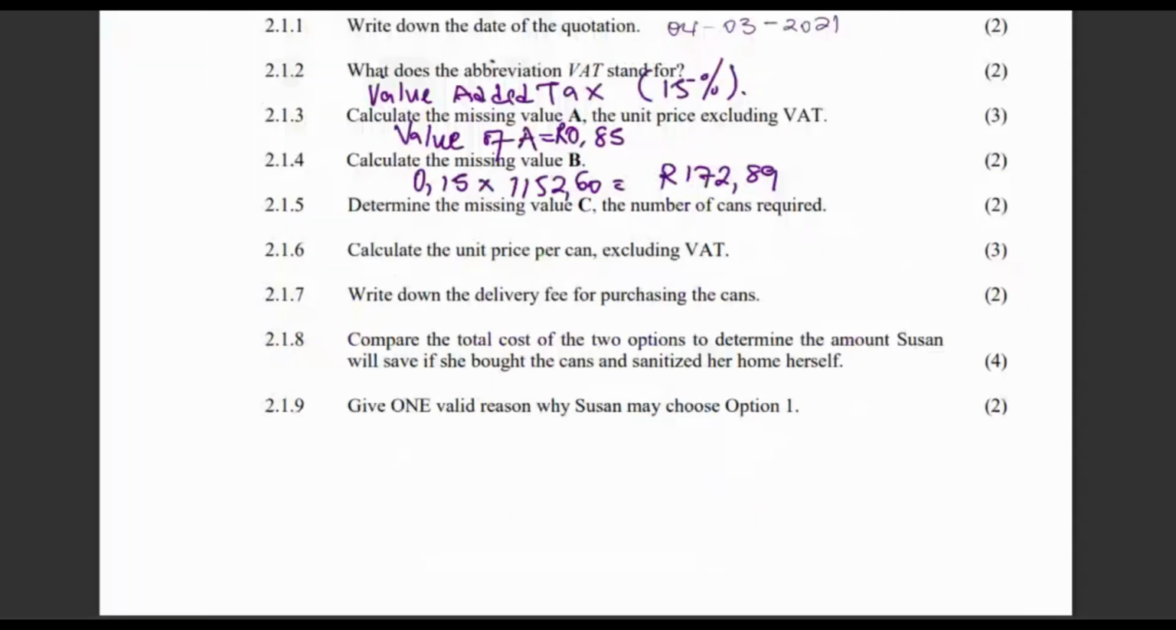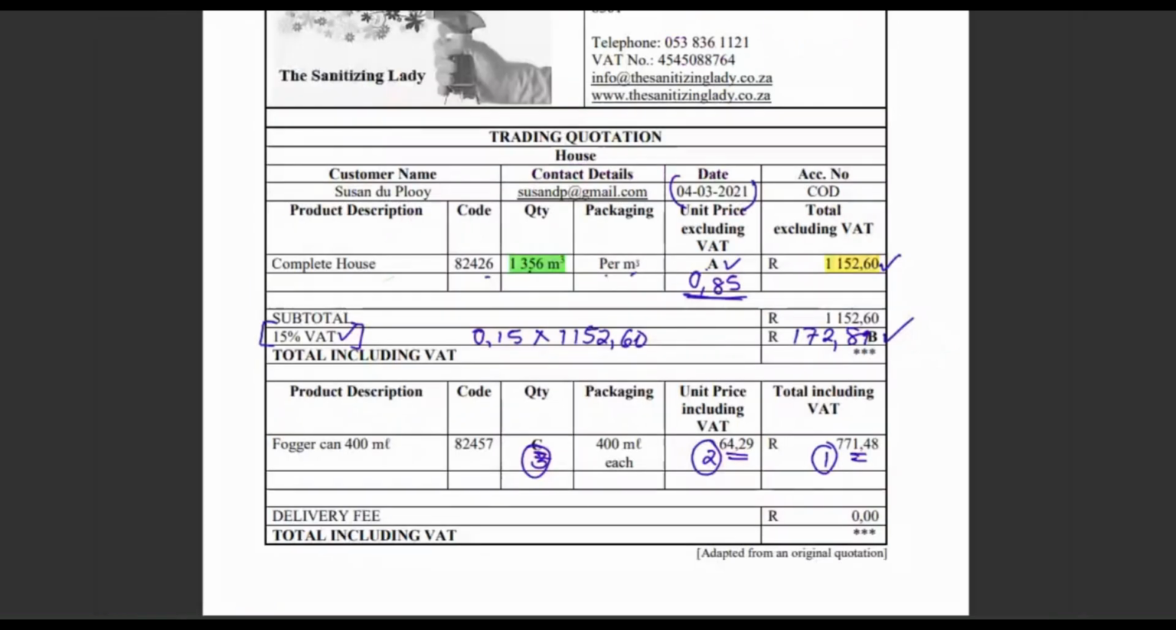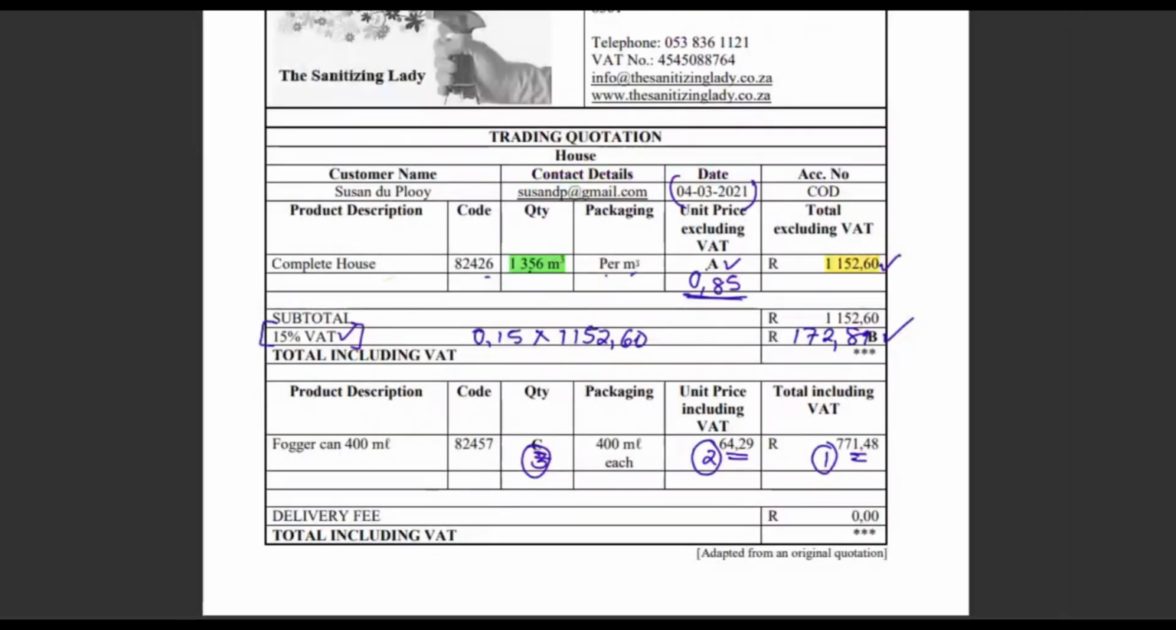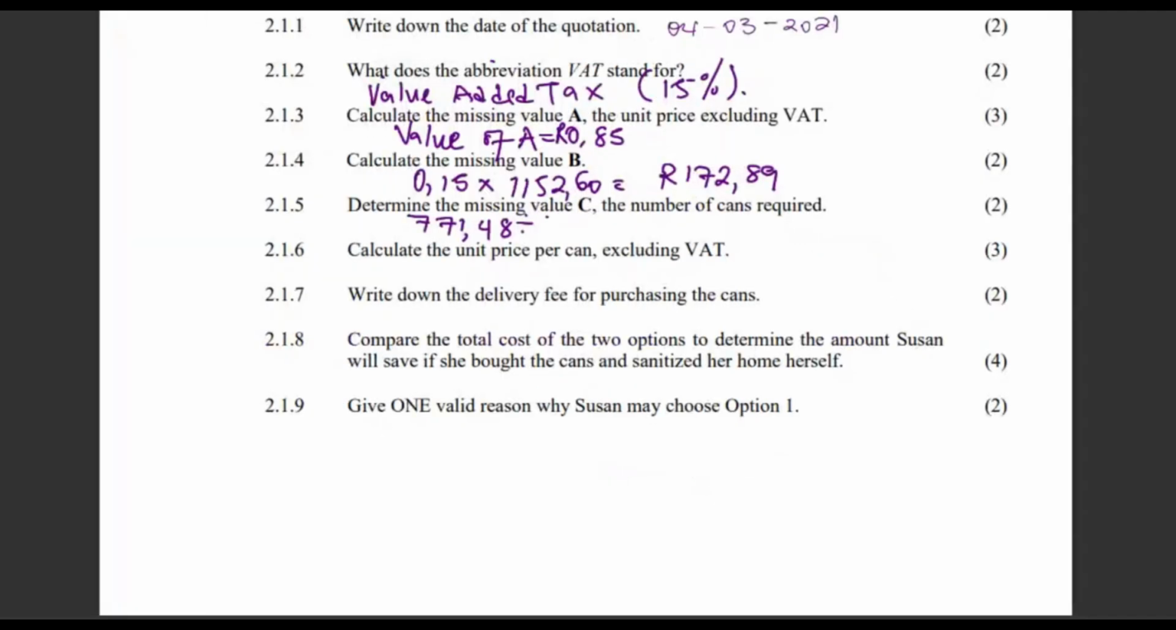771.48 divided by 64.29. And the answer you got is? I got 12. You got 12. So there are 12 cans.